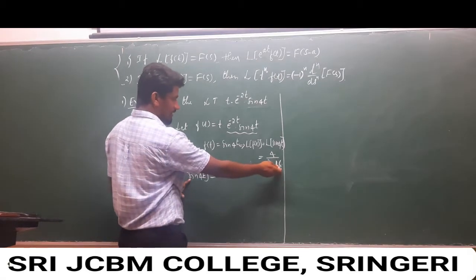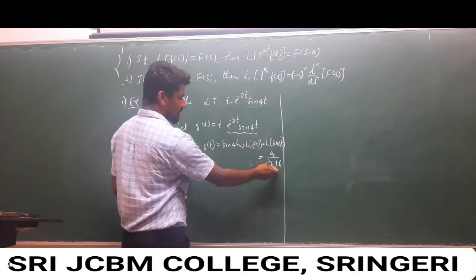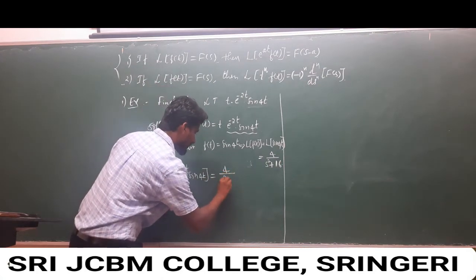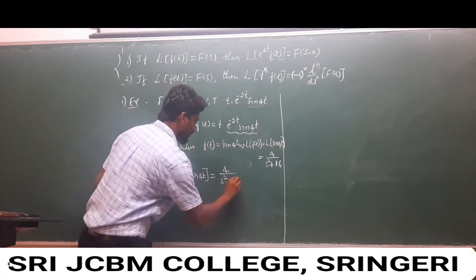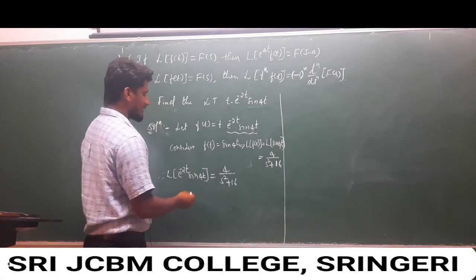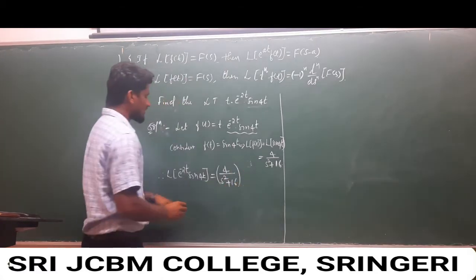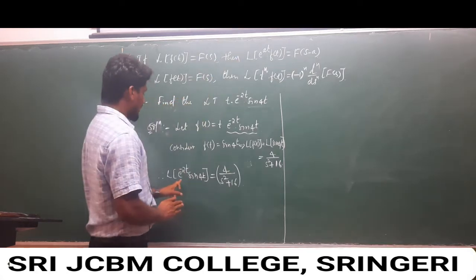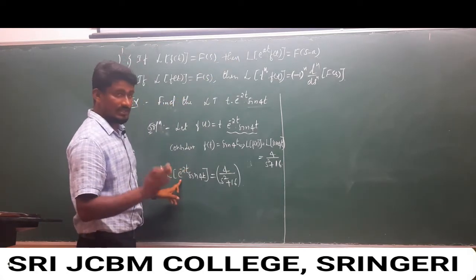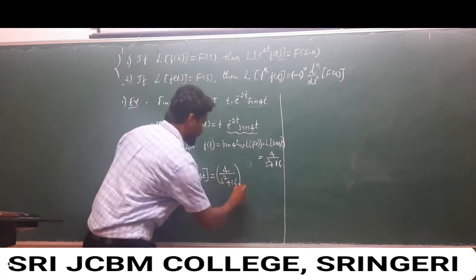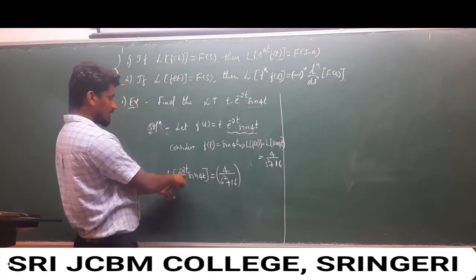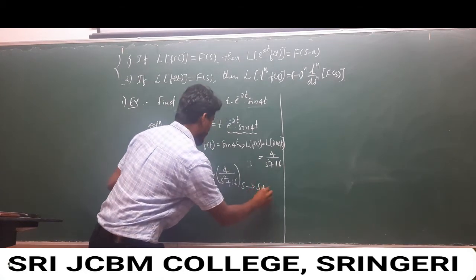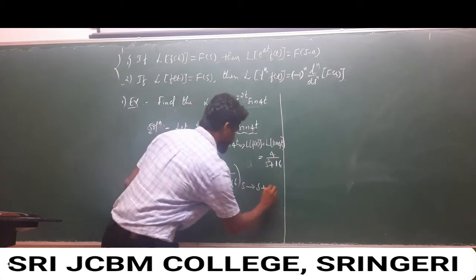The Laplace transform of sin 4t is 4 over s square plus 16. Now we have to apply the first shifting property. It means s only changes as s minus a or s plus a. Here the negative sign is there, so s changes to s plus a. It means a is 2, s plus 2.